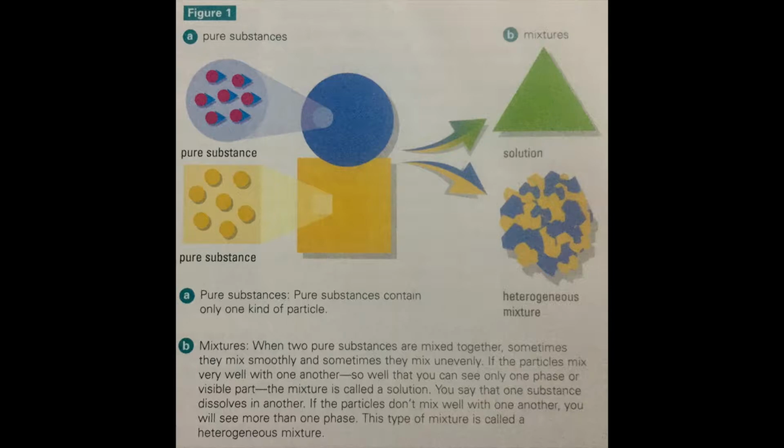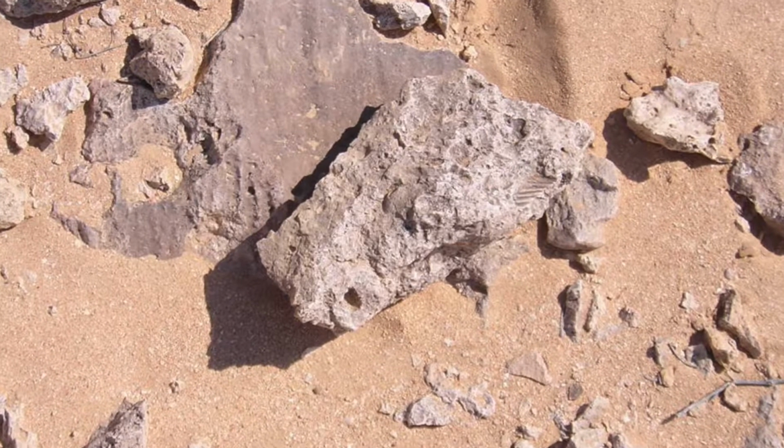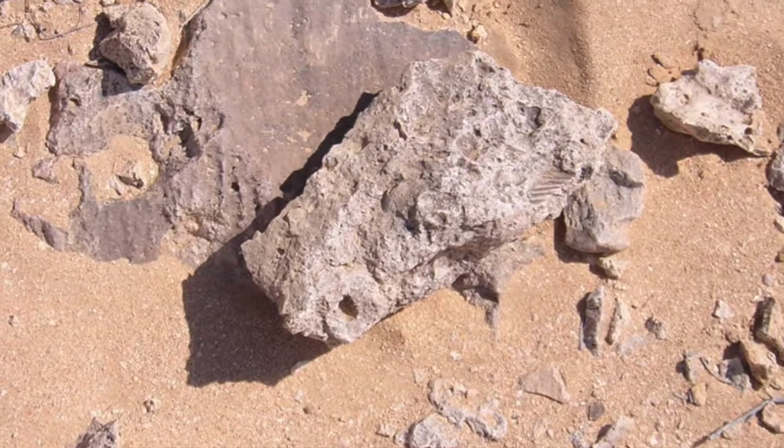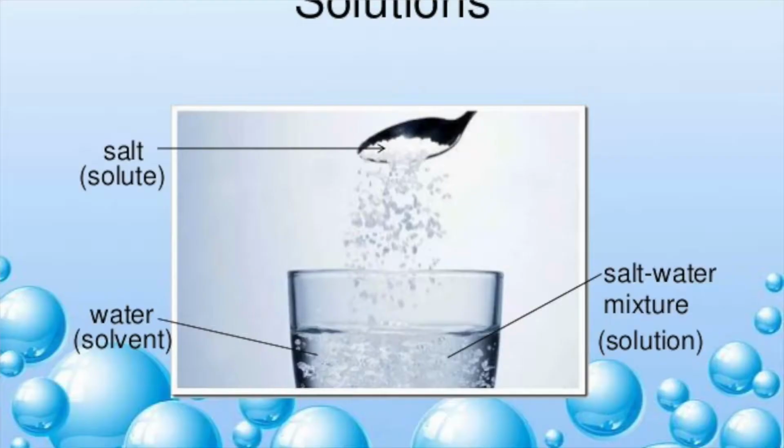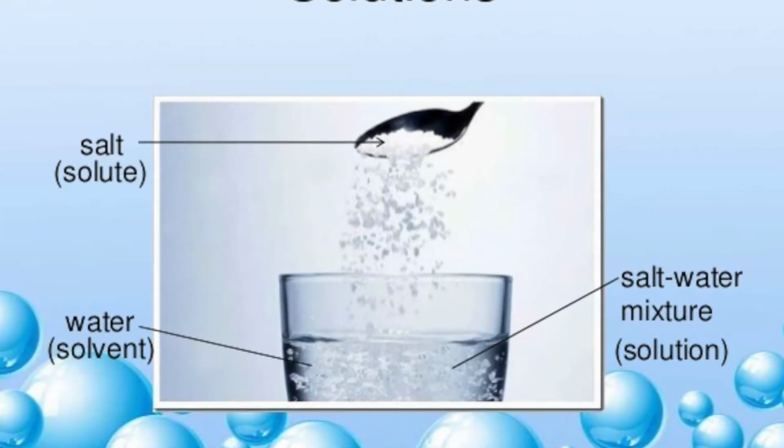You say that one substance dissolves in another. If the particles don't mix well with one another, you will see more than one phase, more than one set of physical boundaries. This type of mixture is called a heterogeneous mixture. So a homogeneous mixture is a solution, a complete combination.